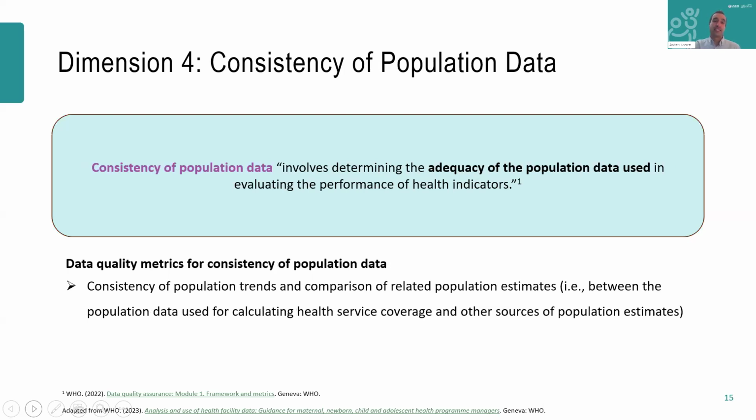The fourth dimension tries to determine the adequacy of population data that's used in the evaluation of health indicators. Population data usually serves as the denominator in the calculation of a rate or proportion. So this data quality measurement looks at the consistency of the population data that was used for the calculation of the indicator compared to another source of population data. If the 2 population estimates are dramatically different, then the coverage estimate for the given indicator could be very different, even though the programmatic result is the same. So for this one, the higher the level of consistency across the different population estimates, the more likely it is that they represent the true population value.